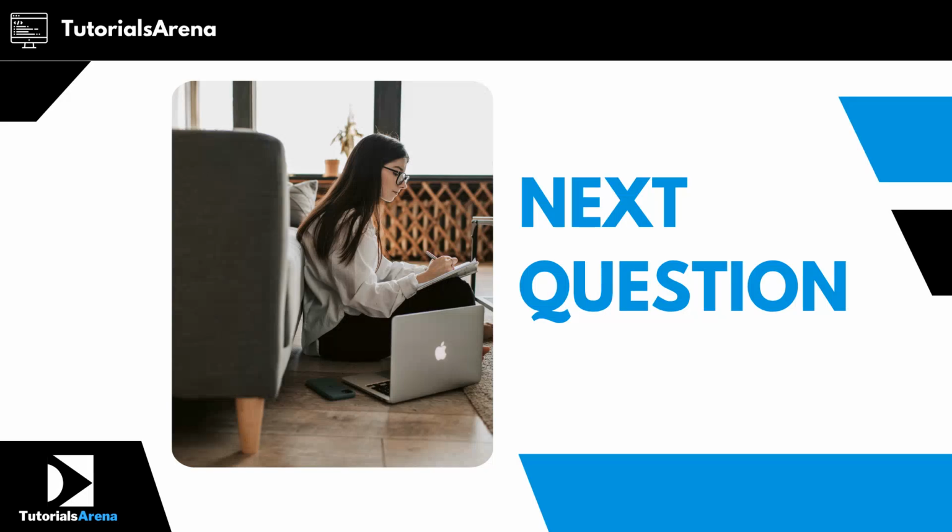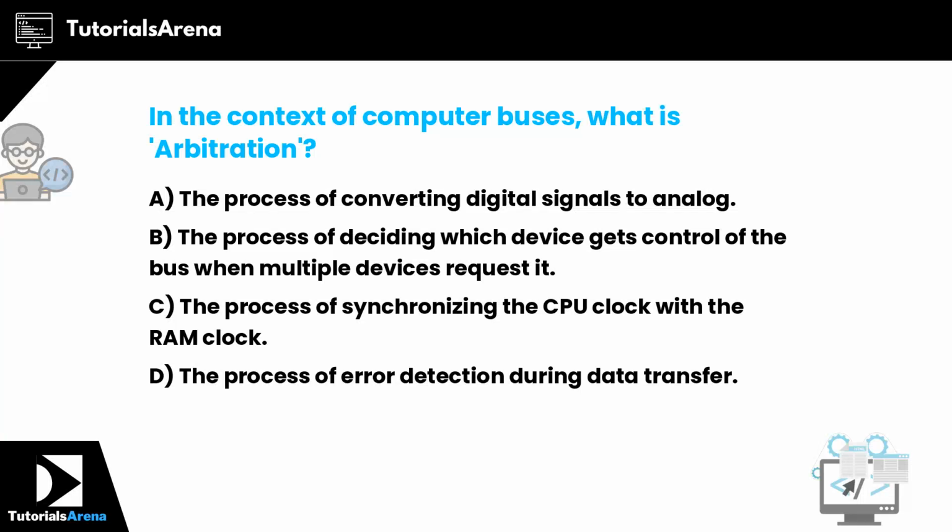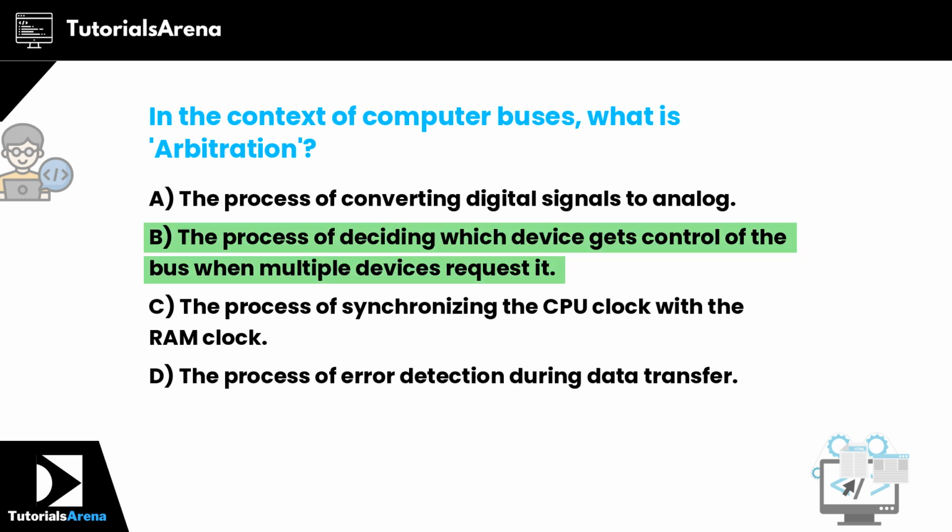Which type of ROM can be erased by exposing it to strong ultraviolet light? The correct answer is option D, EPROM. In the context of computer buses, what is arbitration? The correct answer is option B, the process of deciding which device gets control of the bus when multiple devices request it.